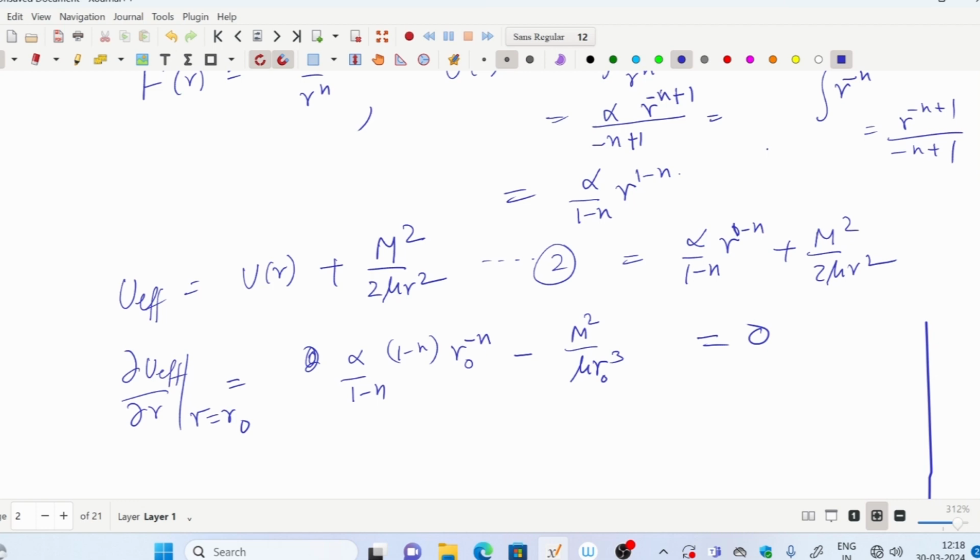So here let us find what r0 will be. First we can see this gets cancelled. So alpha by r0 to the power n minus M squared over mu r0 to the power 3 equal to 0. If I rearrange, r0 to the power 3 minus n will be equal to M squared by mu alpha. Let me check whether I am writing correctly. So r0 to the power 3 minus n will be M squared over mu alpha. Very good.